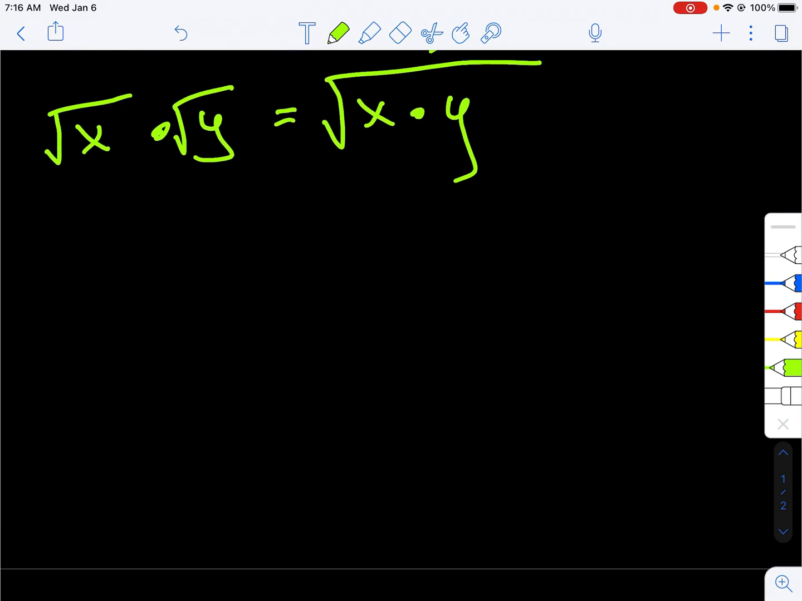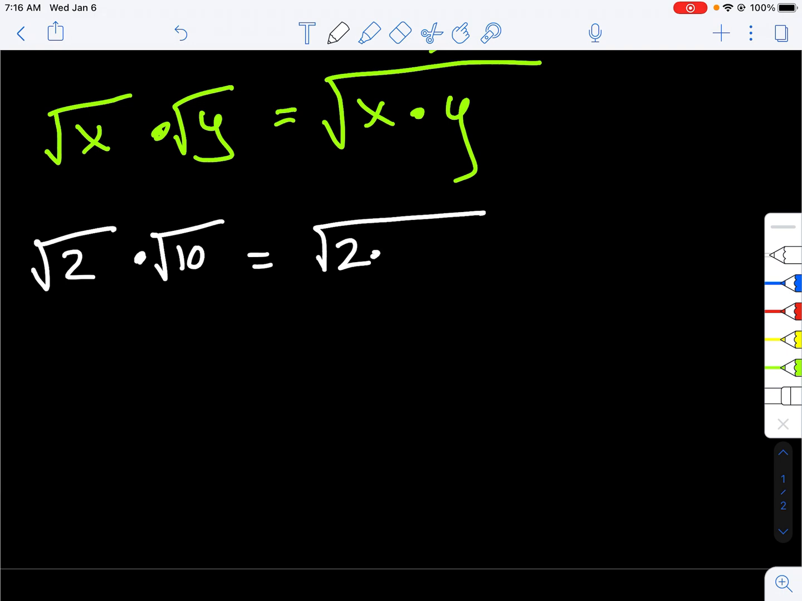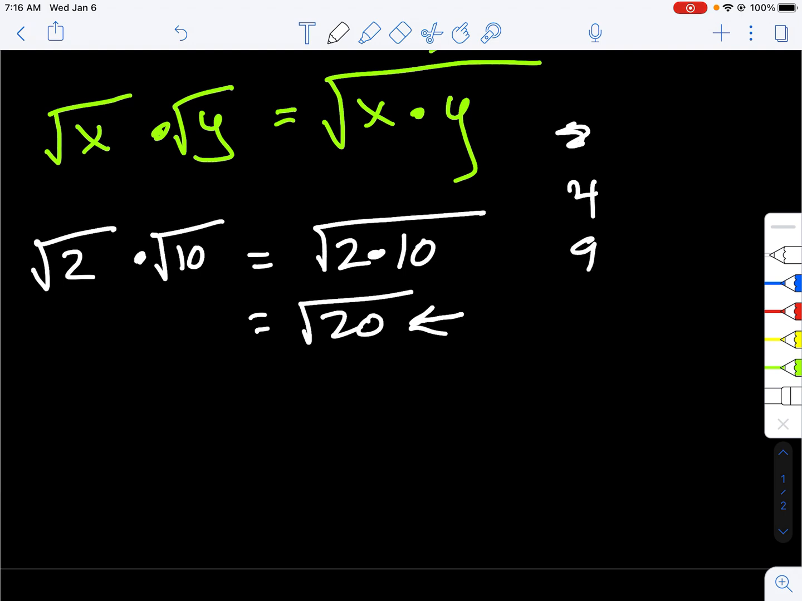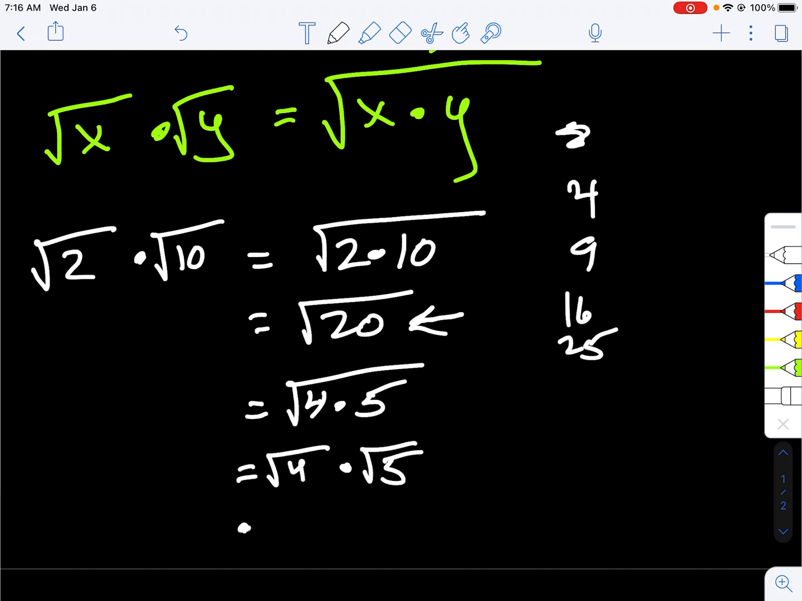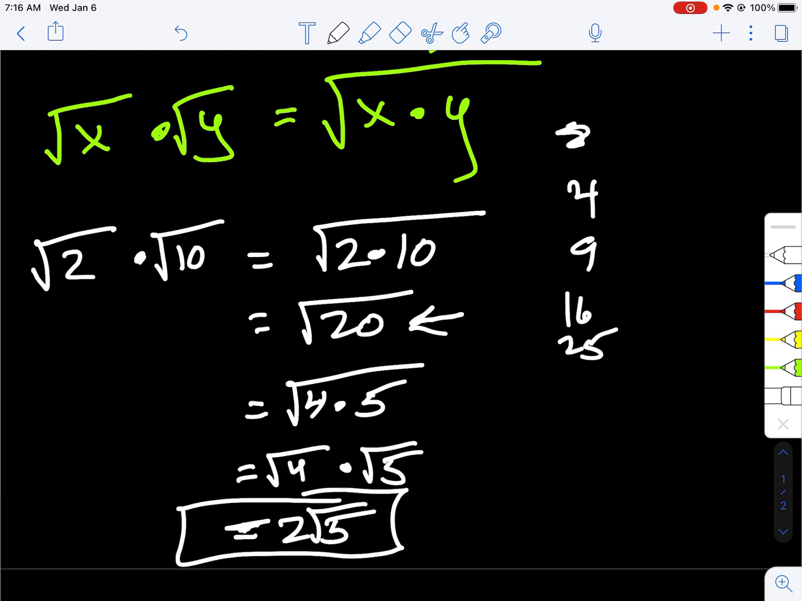So what that looks like in a problem is if we are multiplying two square roots. What if it says square root of 2 times the square root of 10? Well, we can rewrite that as 2 times 10, which would be the square root of 20. But now we need to look at the square root of 20 and say, okay, can we break this down even more? Do one of my perfect squares go into it? And we know that 5 times 4 is 20. So we can rewrite this then as the square root of 4 times 5. And we would end up rewriting it and simplifying it all the way down to 2 square roots of 5.